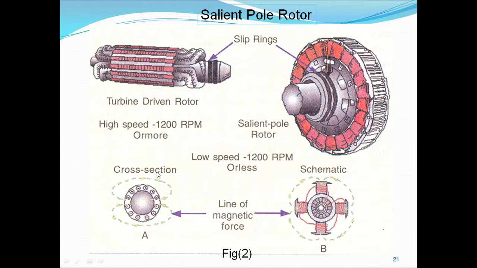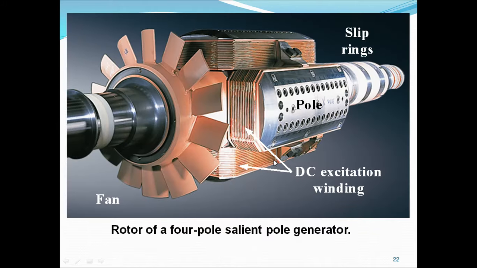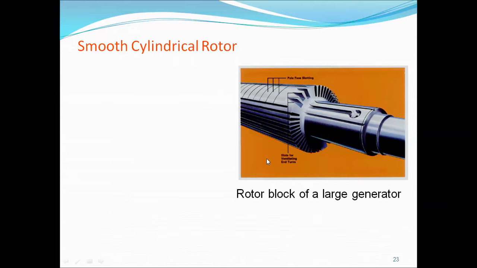And here it shows, as I told in the last class, cross-section views. This is dot and this is cross. This shows the magnetic field, how the magnetic lines are produced. This is for a low speed salient pole, that is, 120 rpm or less.